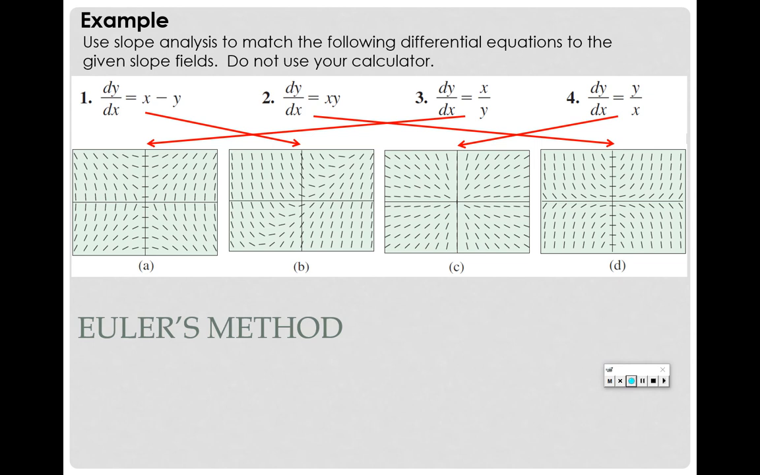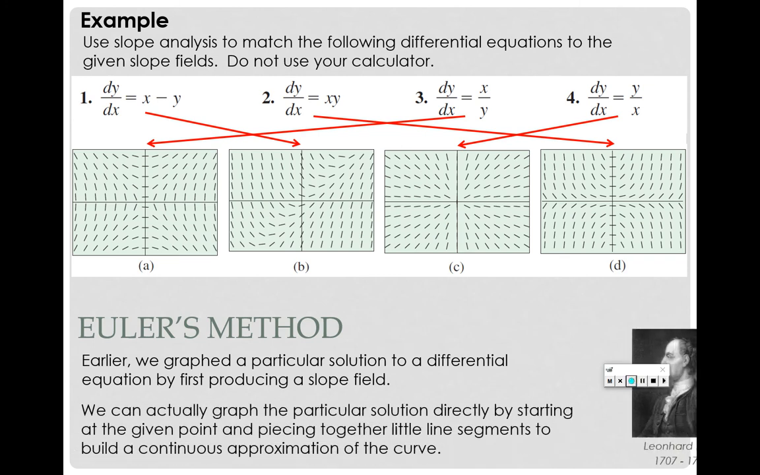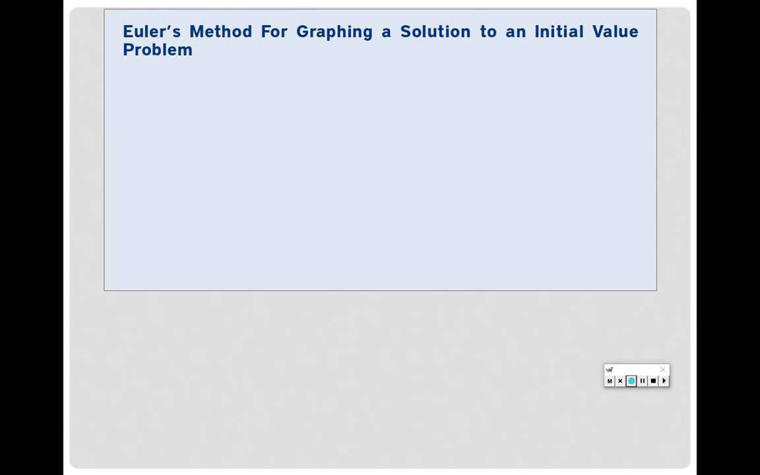Last thing of the day, Euler's method. Earlier we graphed a particular solution to a differential equation by producing a slope field. We can actually graph the particular solution directly by starting at a given point and piecing together the line segment piece by piece to build a continuous approximation of the curve. That explanation is lousy. That is a lousy explanation of what's about to happen here. I'll be able to explain it really good by actually doing it here in just a minute.